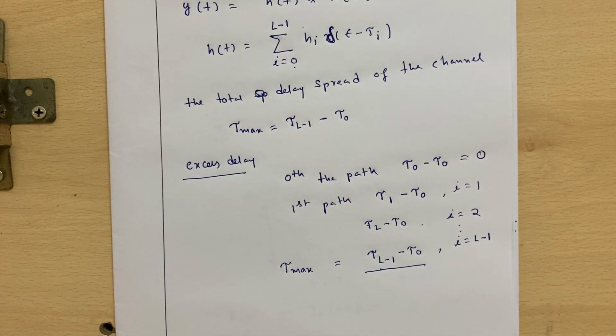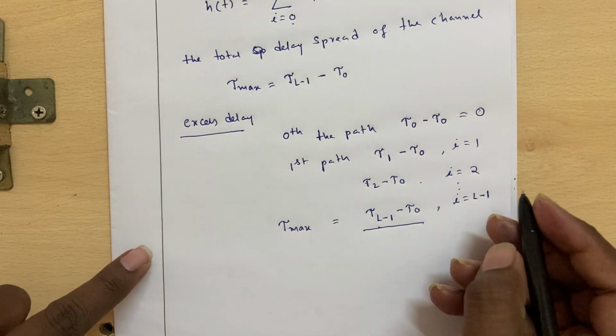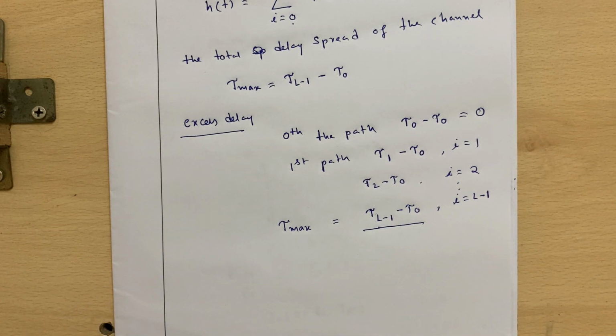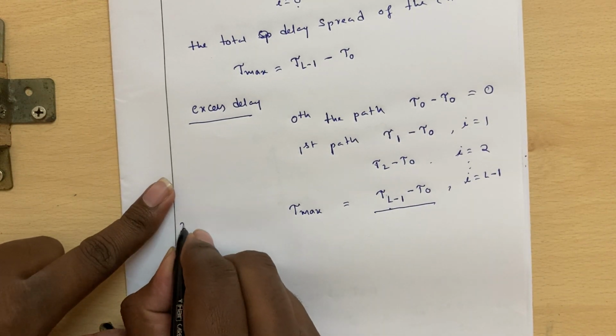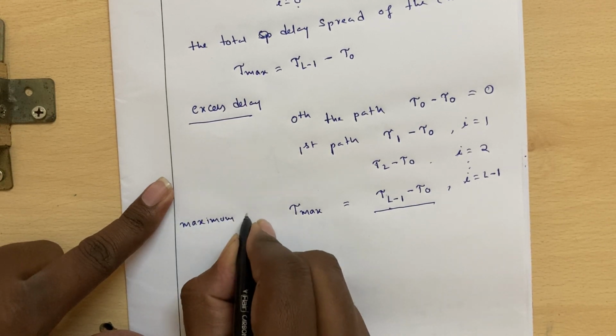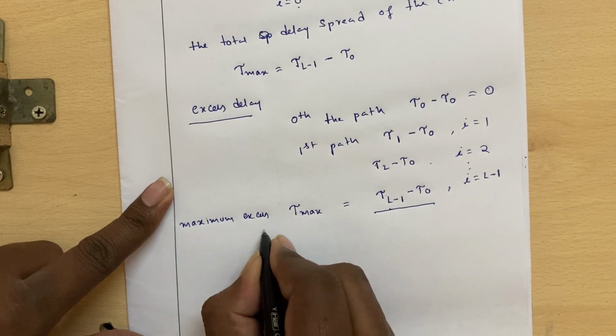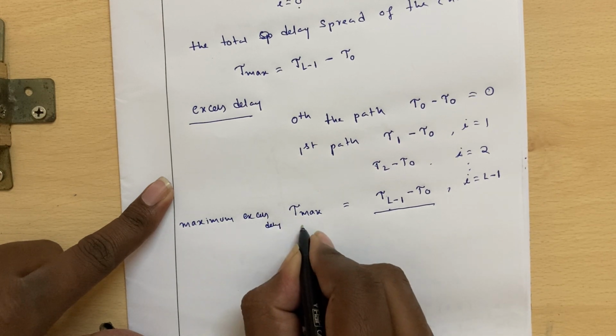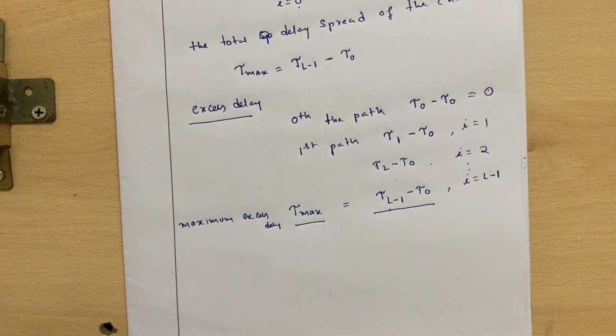So the total delay spread can also be written as tau max: the propagation delay of the last path minus the propagation delay of the first path, for which i equals 0, that is, tau L minus 1 minus tau naught. This is the maximum excess delay, or the total time span of the impulse response, tau max.